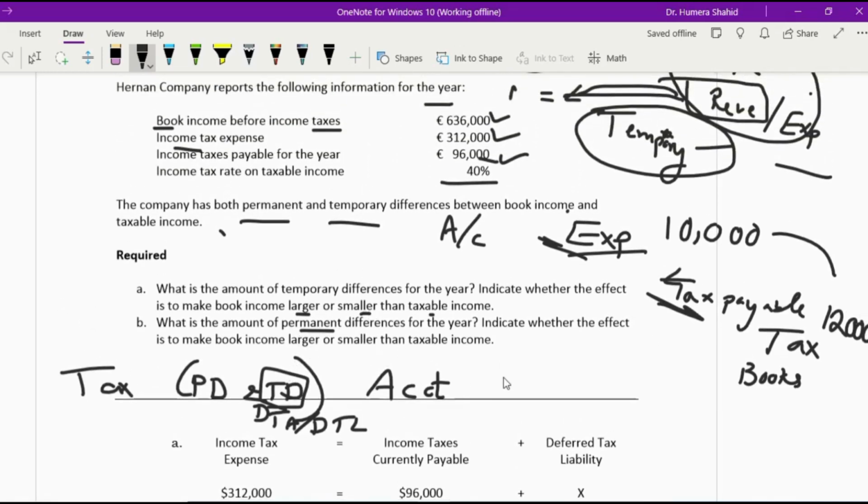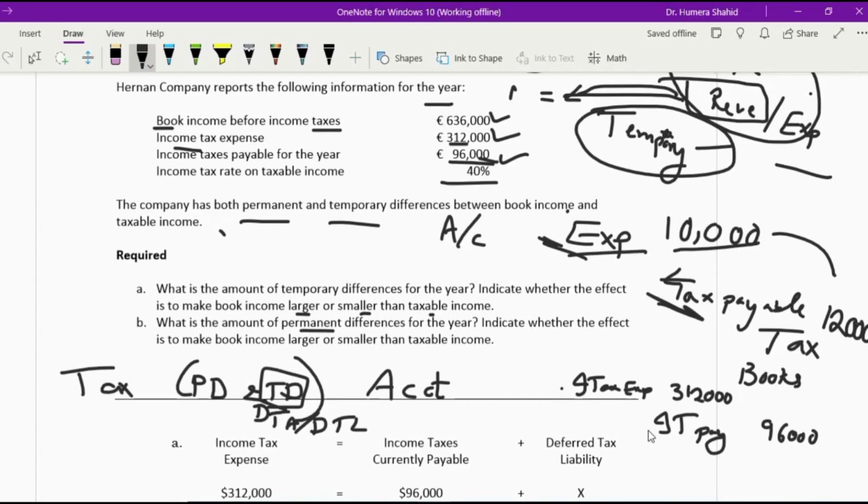When I will be recording the journal entry, my income tax expense is already given, that is 312,000, right? So I will be debiting income tax expense with 312,000. Okay, and income tax payable is already given, 96,000, so income tax payable will get credit with 96,000.